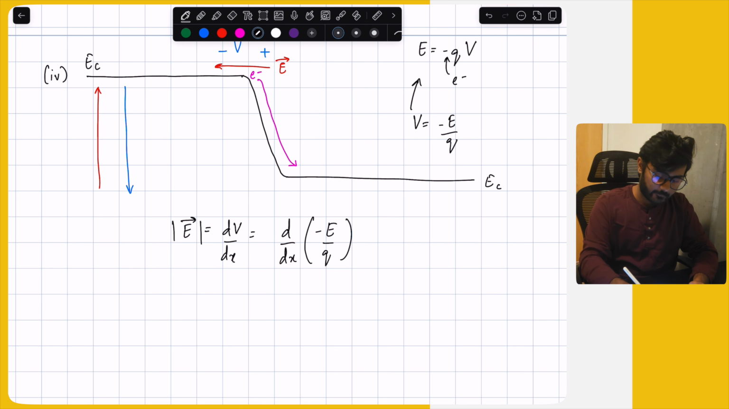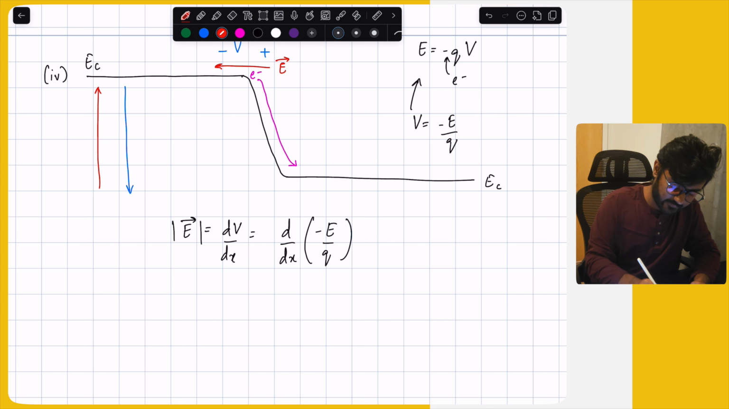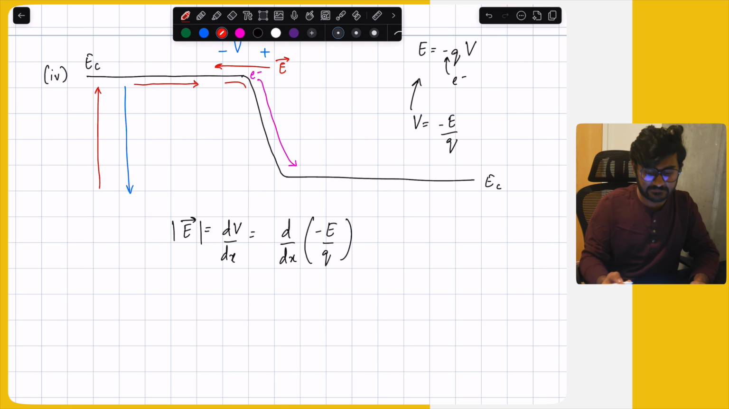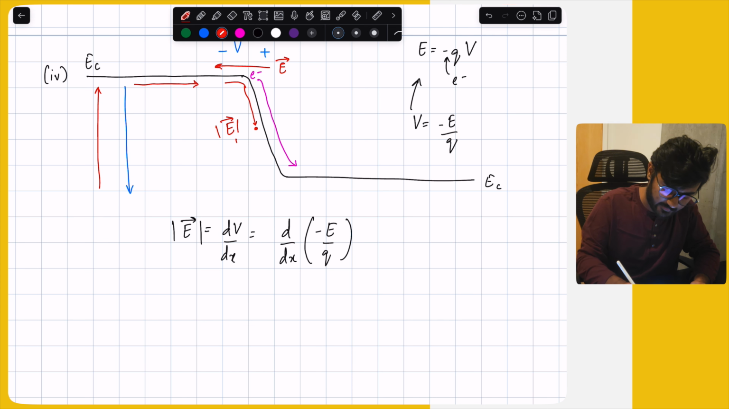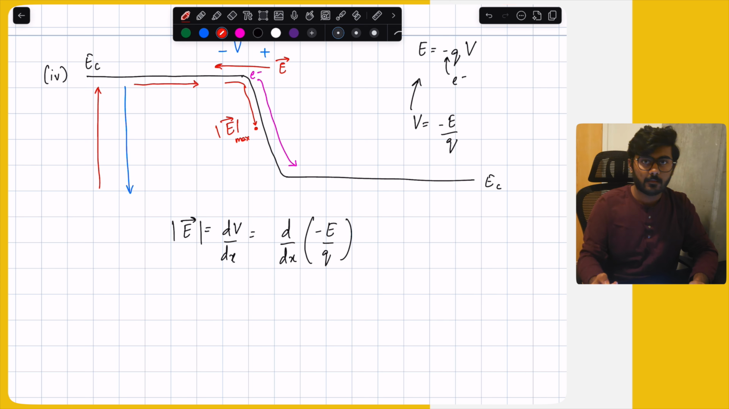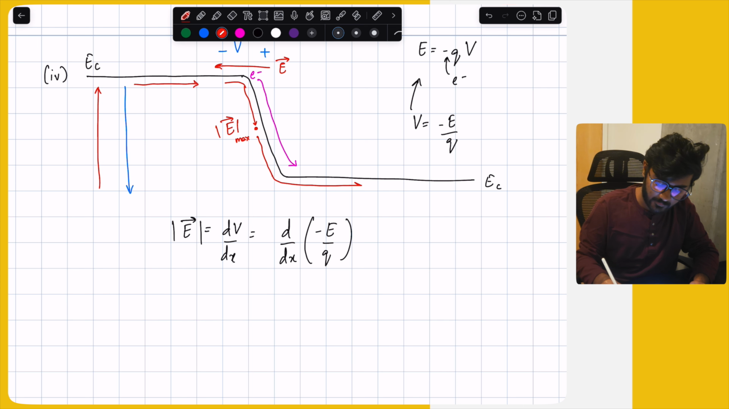So as I'm moving from left to the right, we can see at the left the slope is 0. That means your electric field is 0. As I am moving at this edge, your electric field starts increasing. At the center the slope is maximum. That means your magnitude of electric field is maximum at the center. And as I'm moving towards the right, the slope decreases. And finally the electric field goes to 0.